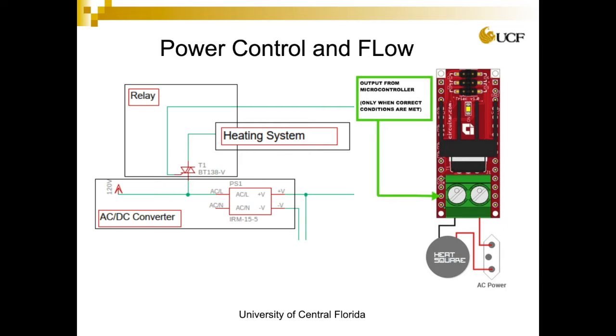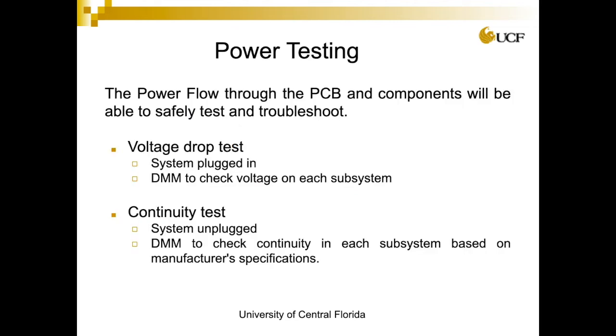The triac is activated when there is a high logic level on the corresponding I/O pin and deactivated when there is a low logic level on the pin. The microcontroller will send the corresponding signals based on the conditions from the humidity, temperature, and other user app settings to control the triac. The power flow through the PCB and components will be able to safely test and troubleshoot first by doing a voltage drop test.